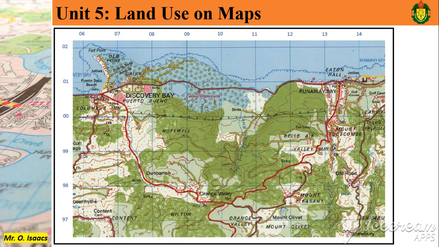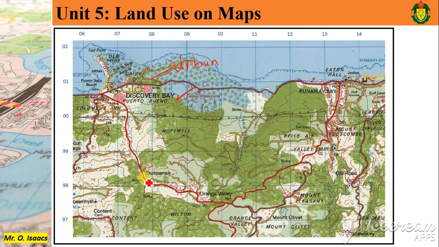Now let's look at this map to see if we can identify a rural and an urban area. So if you look at, for example, Discovery Bay, it has a lot of social services, has a lot of businesses, influenced by a lot of road networks, and it is clustered in terms of its pattern. So in this case, this would be an example of an urban settlement on this map.